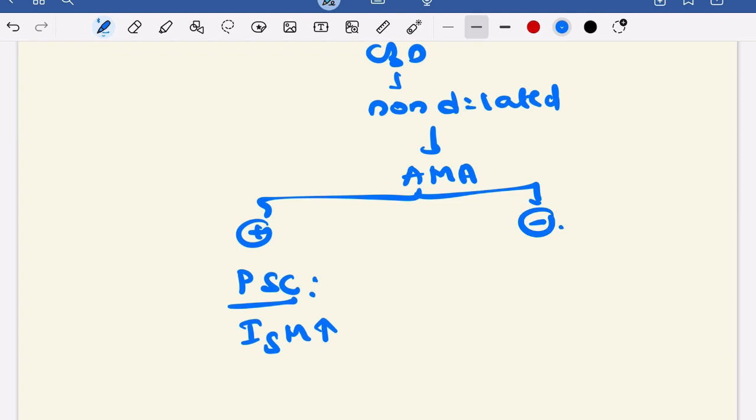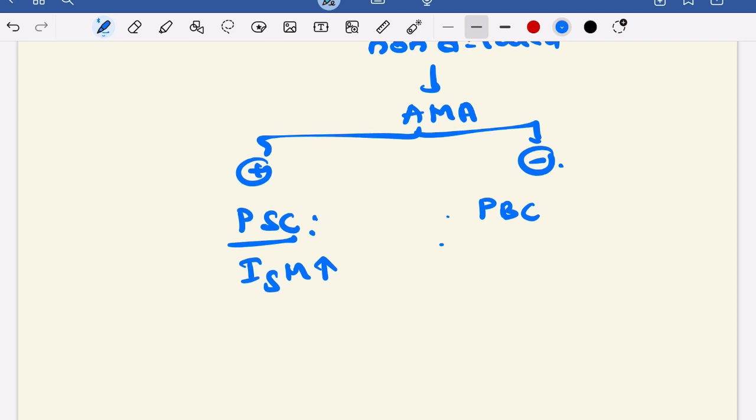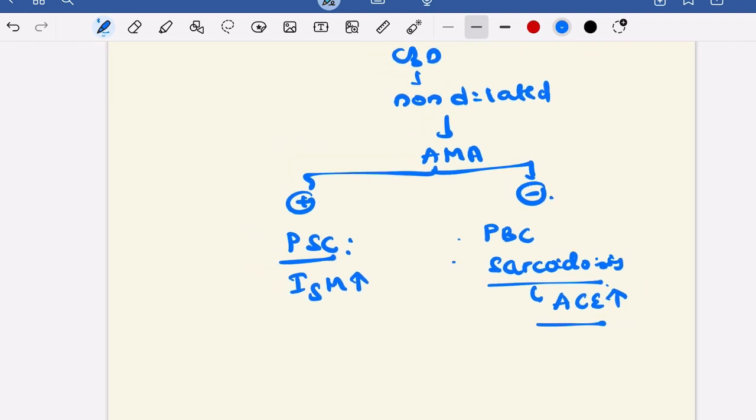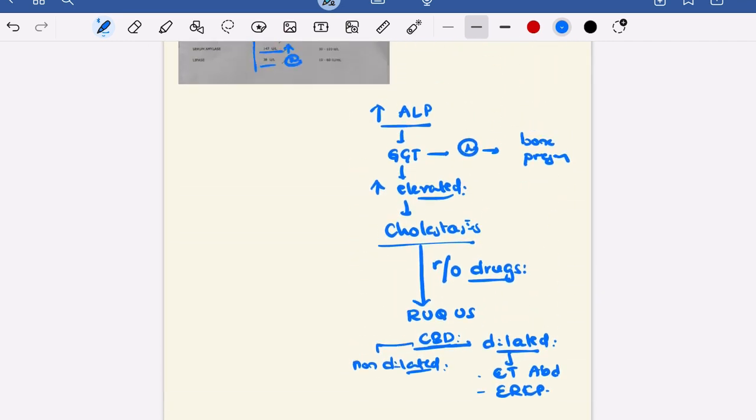Next, you have to rule out PBC. That means it suggests intrahepatic biliary stasis, cholestasis. So PBC, and granulomatous diseases like sarcoidosis. Here the one interesting point is ACE is elevated. So this should be your approach whenever you come across raised ALP.